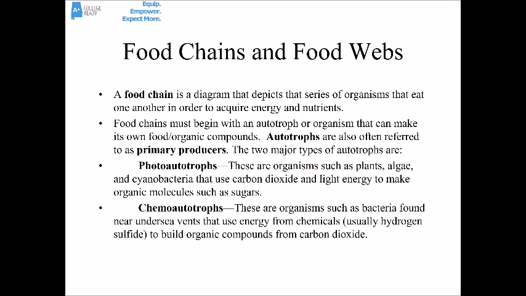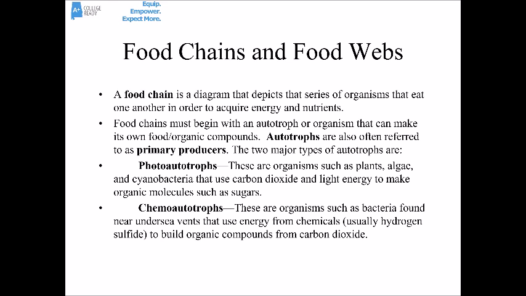You guys have seen food chains. You know that a food chain is a diagram that depicts the series of organisms that eat one another to get their energy and their nutrients. Food chains begin with an autotroph, or a primary producer.